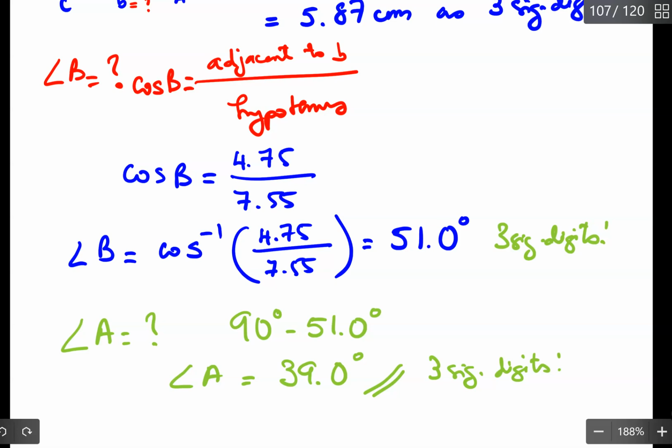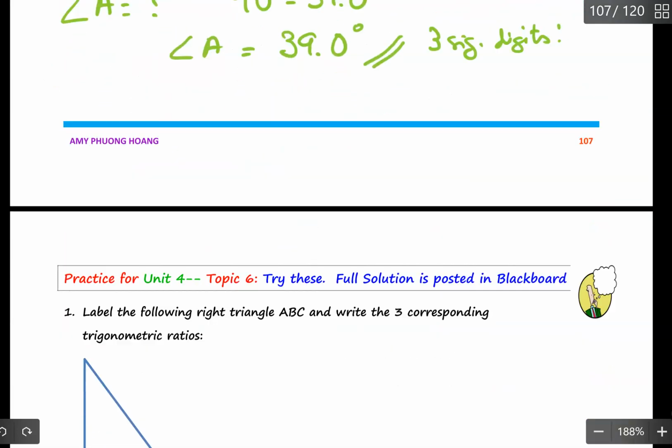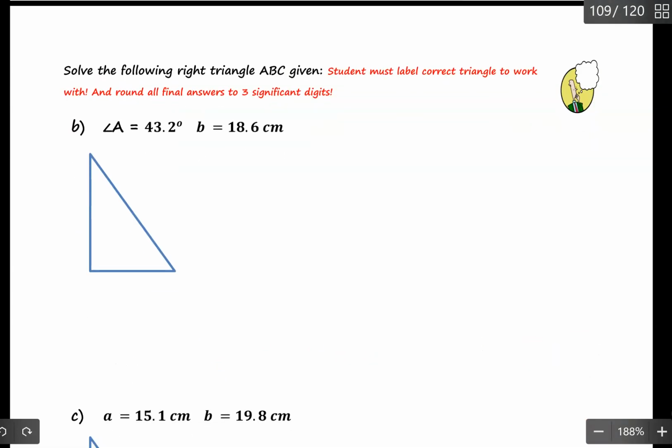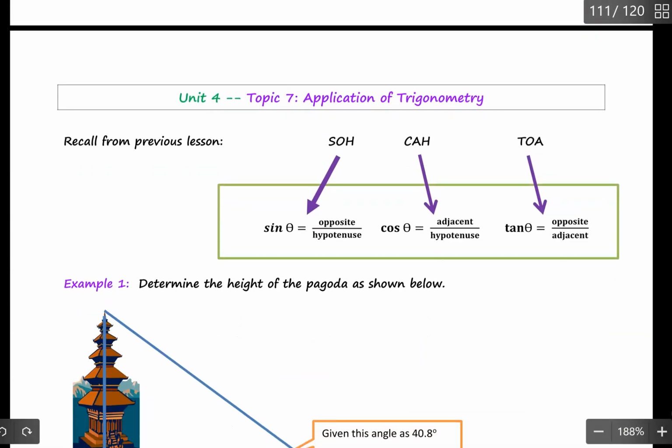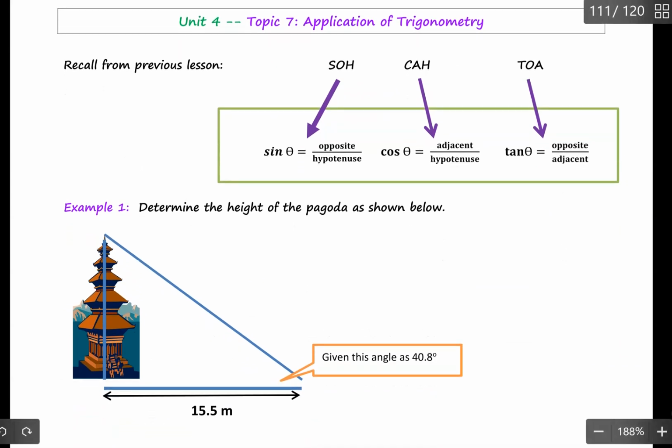Alright, so let's move on to our next lesson. The next lesson I would like everyone to go over is to work with application of trigonometry. Okay, again, a reminder for everyone right here.